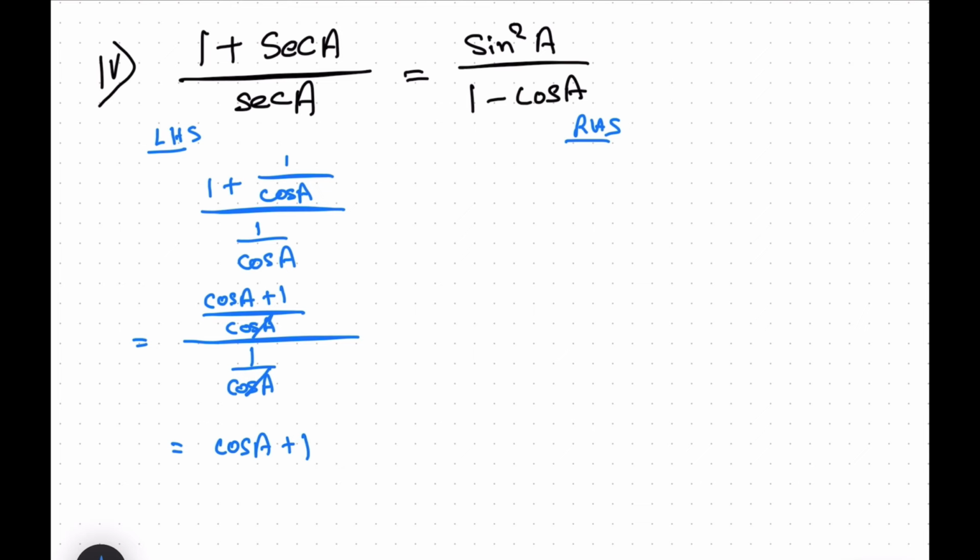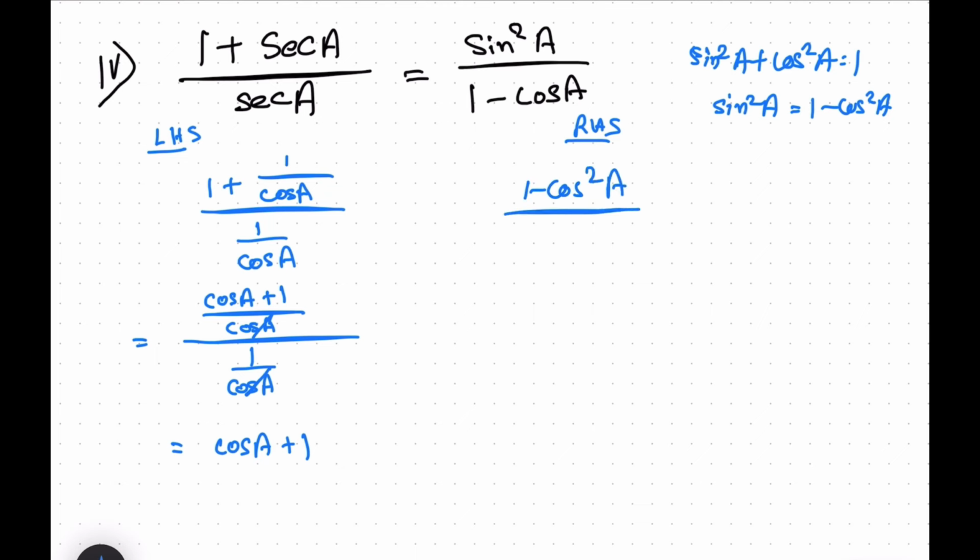In the RHS part, the sin square A, on the place of this we can write 1 minus cos square A. How? Because sin square A plus cos square A is 1. So on the place of sin square A, what we can write? We can write 1 minus cos square A. Just write it. So it will be 1 minus cos square A divide with 1 minus cos A, right?